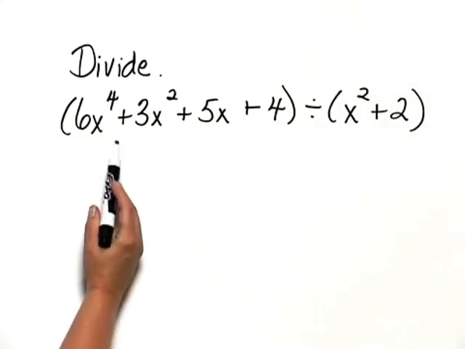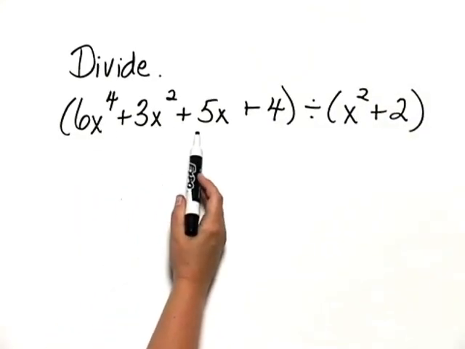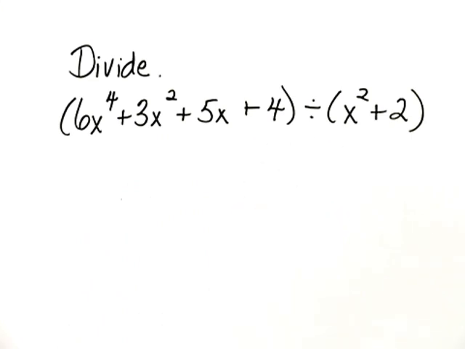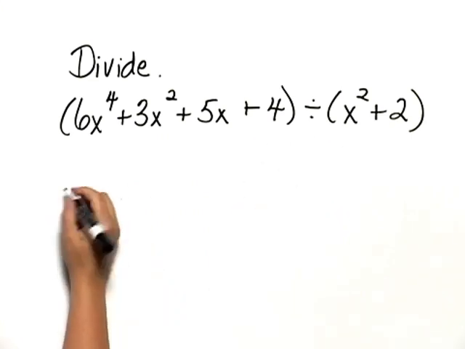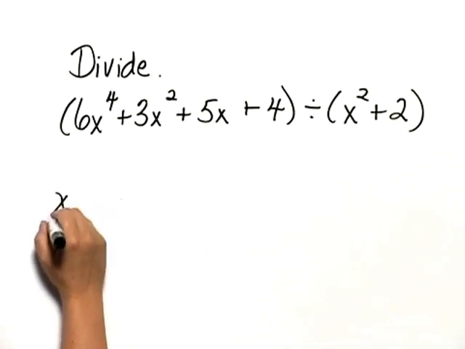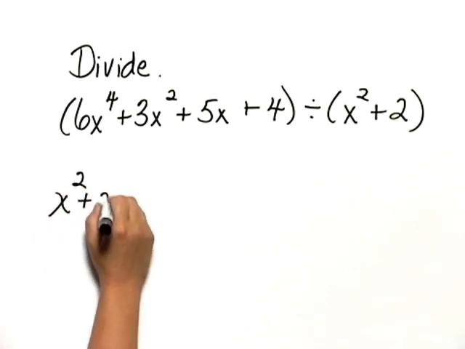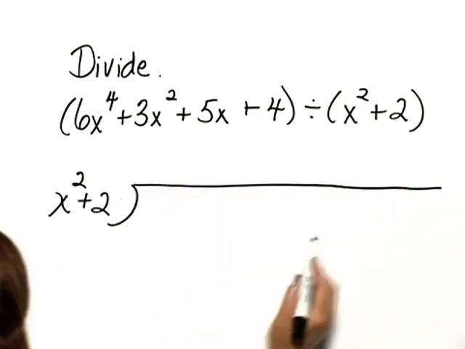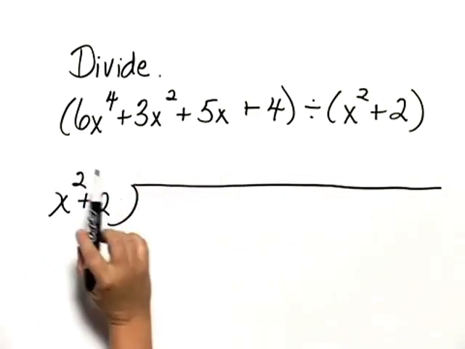Divide 6x to the fourth plus 3x squared plus 5x plus 4 by x squared plus 2. We can write this in a long division form, writing the divisor, x squared plus 2, and the division symbol. And underneath that we will write the dividend.